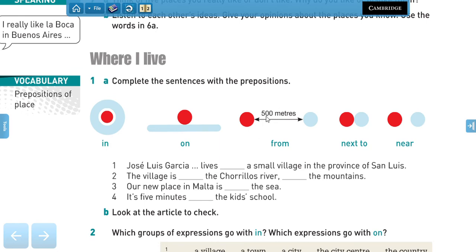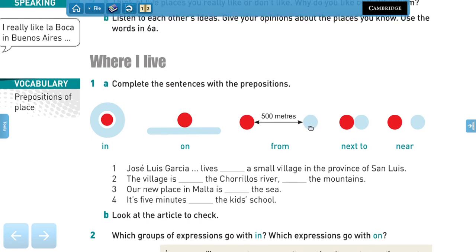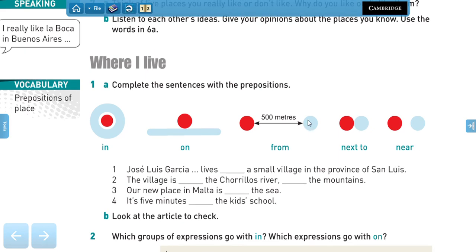We use from when we want to talk about distance or time, right? When we're going to talk about distance between point A and point B or time between point A and point B, right? So for example, I can say my house is 10 minutes from the train station, right? That means that I can walk to the train station and that would take me about 10 minutes.